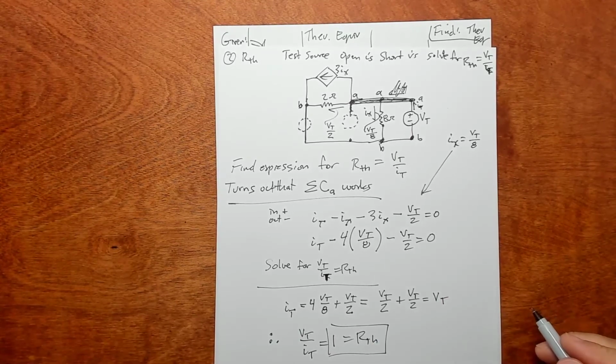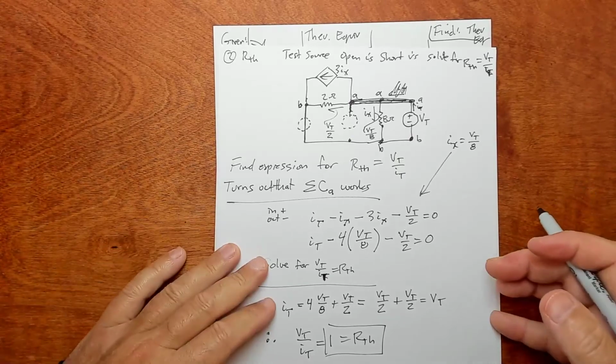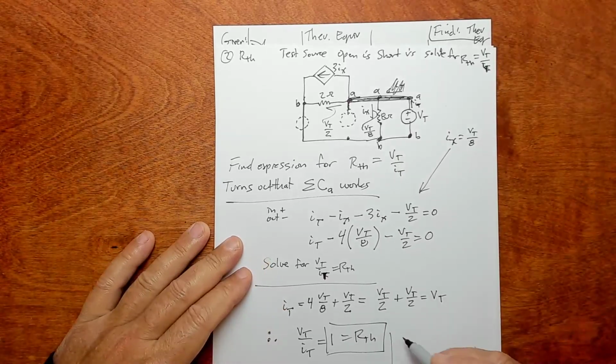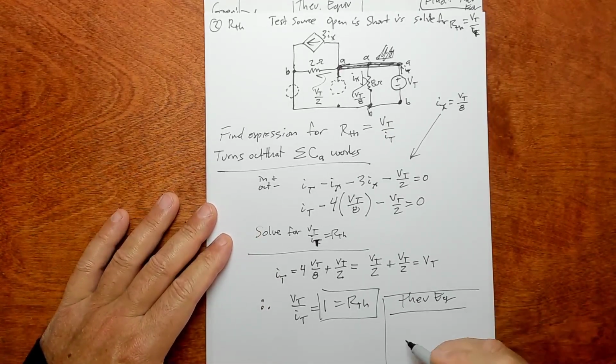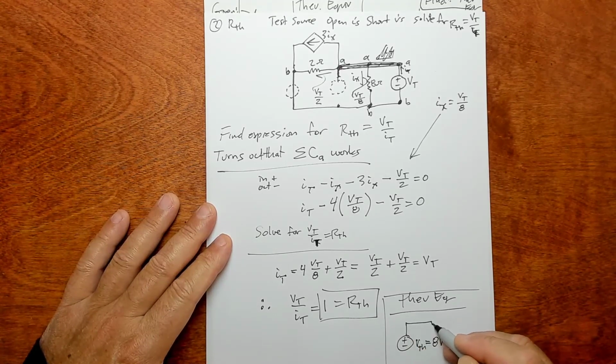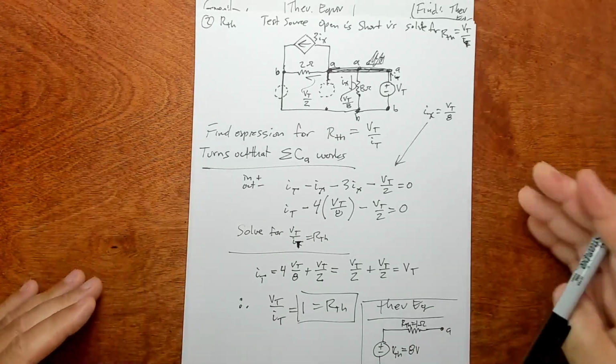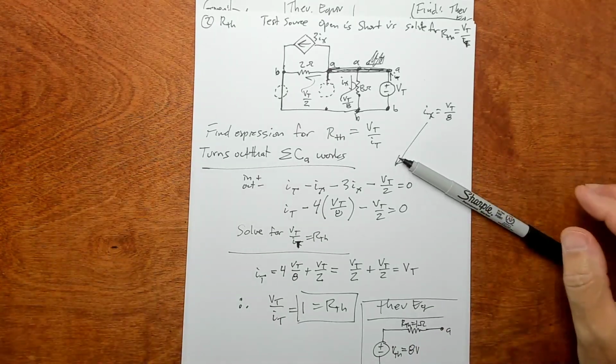Was that fun? So the answer is the Thevenin equivalent which we are seeking. We solved for V sub Thevenin a while back, seems like ages ago, but that turned out to be 8 volts. And R sub Thevenin is 1 ohm. This is our Thevenin equivalent. All right? Thanks. Bye-bye.